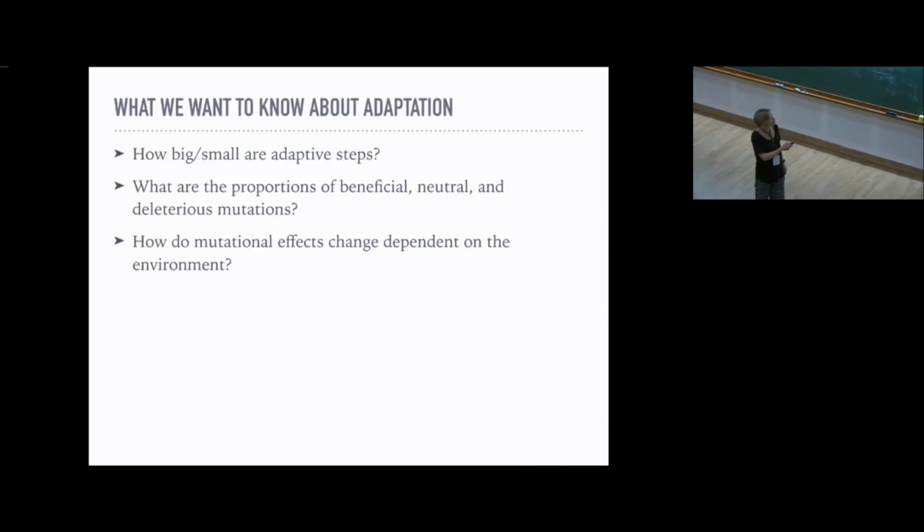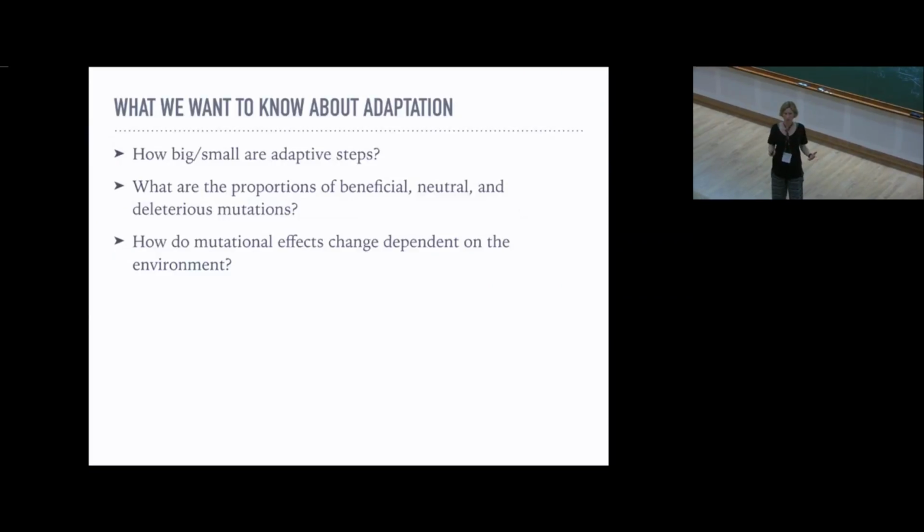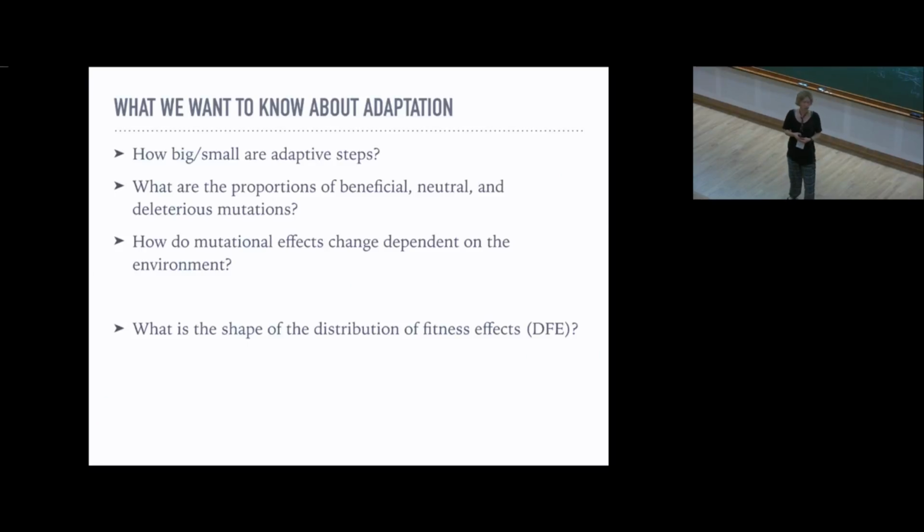This is going to address a couple of different questions, because, for example, from Fisher's geometric model, we can derive things like the distribution of fitness effects, and that will give us an estimate of what the proportions of beneficial, neutral, and deleterious mutations will be. So it leads to this question: what is the shape of the distribution of fitness effects? I might call this DFE in the following. Just don't get confused. I'm going to try not to, but DFE will be the short version.